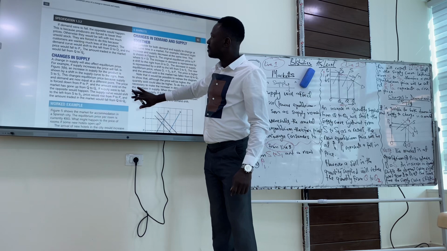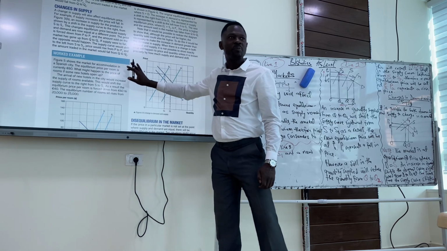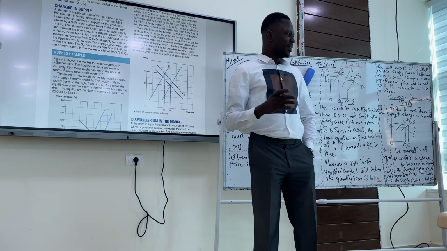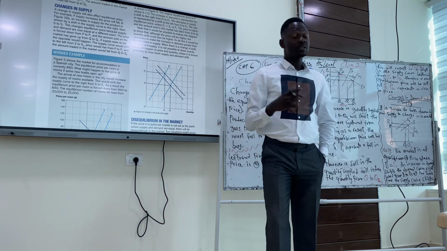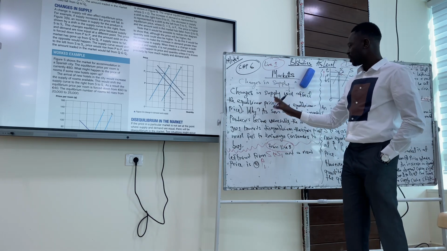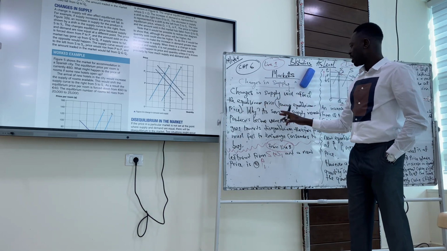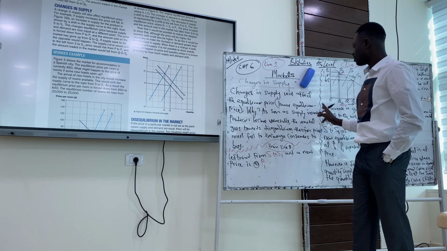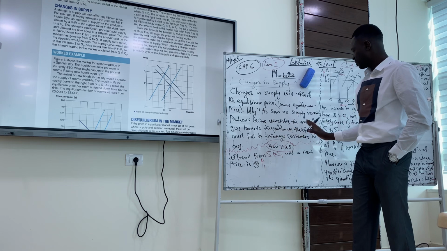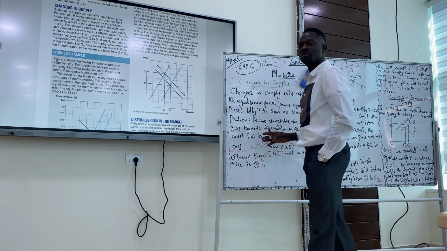We continue with the markets. So we're going to changes in supply. When we talk about changes in supply, it means either an increase in supply or a reduction in supply. Changes in supply will affect the equilibrium price. Lower equilibrium price. Why? As soon as supply increases, producers become vulnerable. The market goes towards disequilibrium. Therefore, prices must fall to encourage consumers to buy.